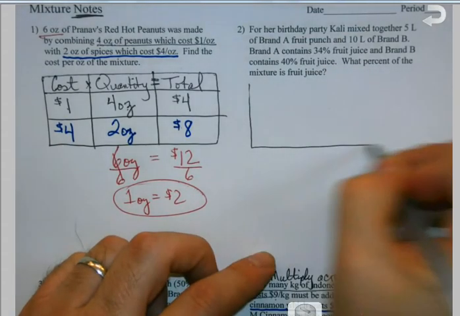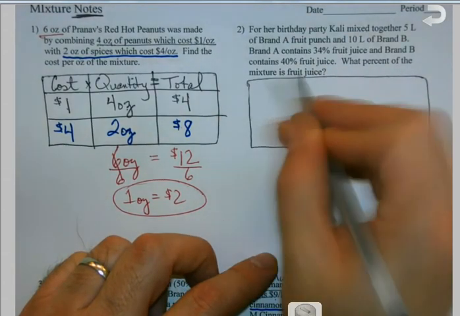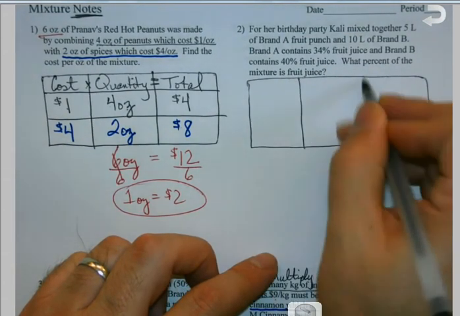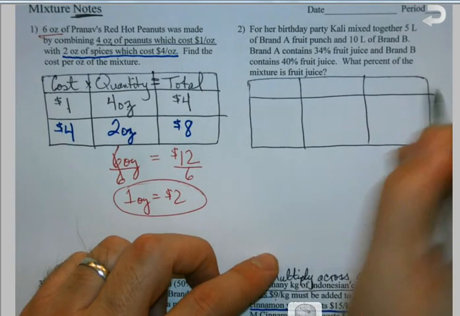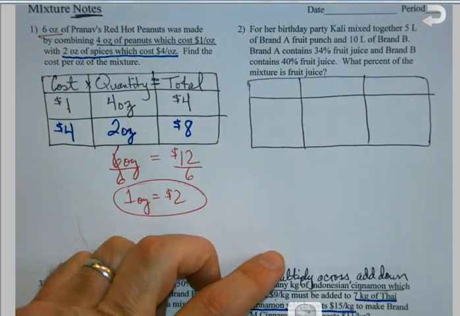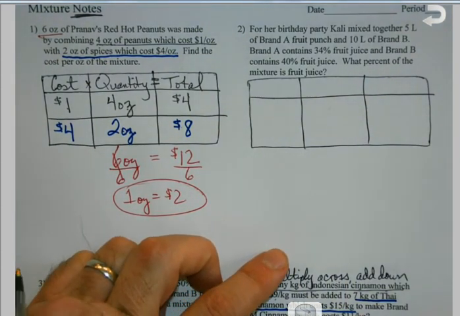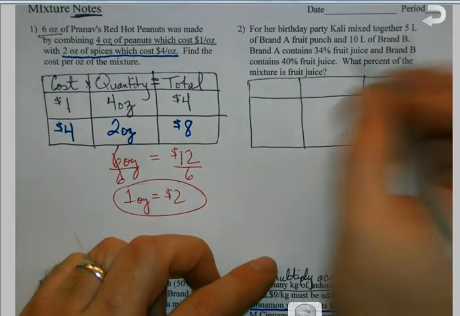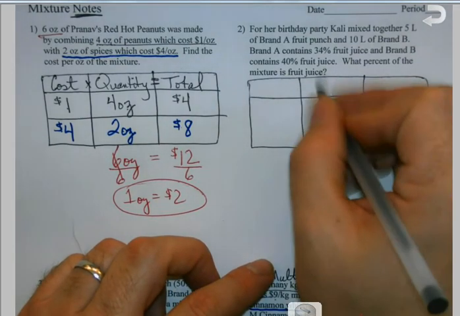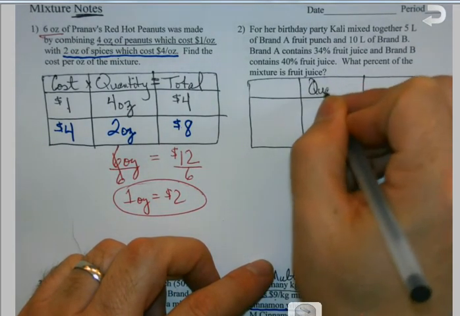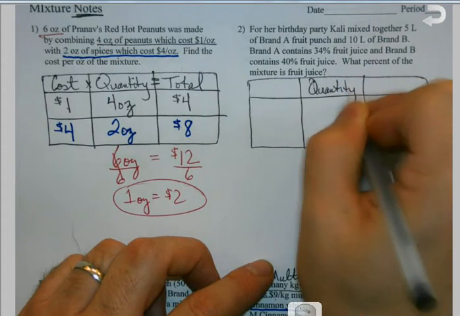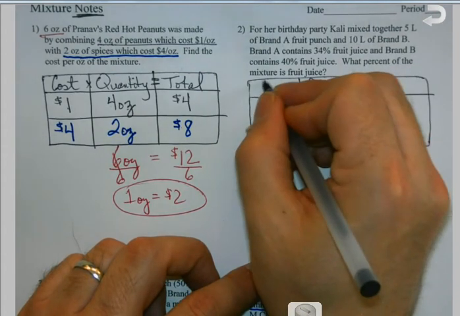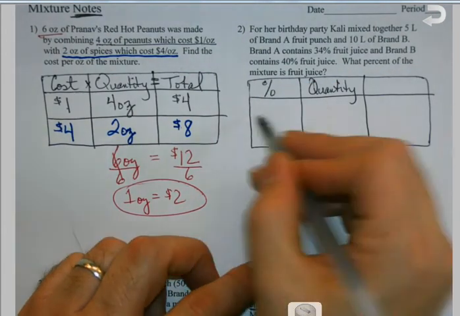So, we'll get set up here. I will try to make my chart smaller this time. So here, let's see. Our quantity would be our liters this time, so we'll just keep doing that. And this time, instead of cost, we're going to have percent that we're working with.